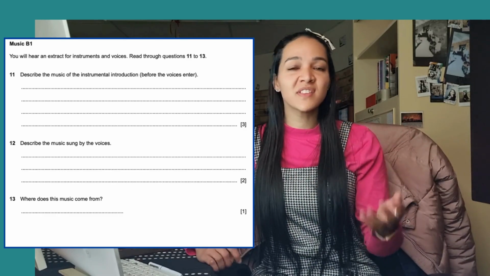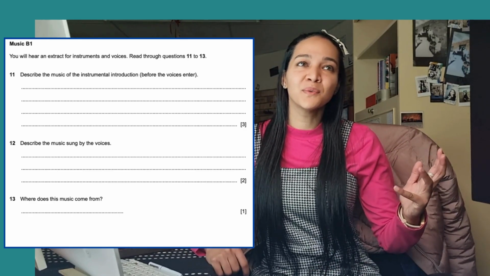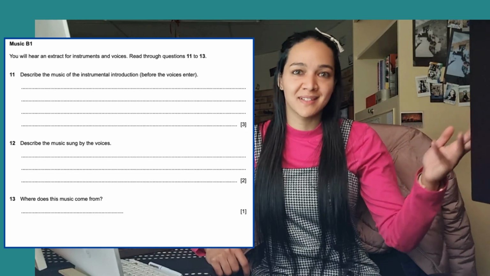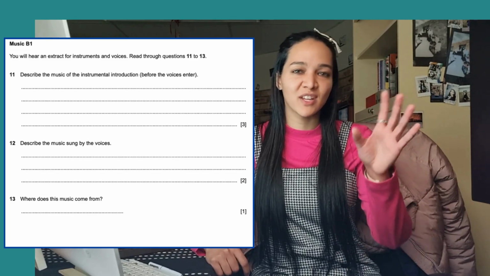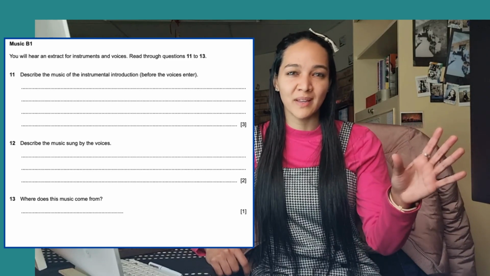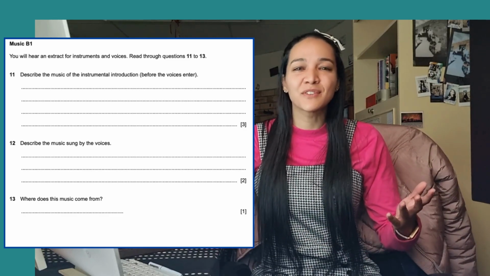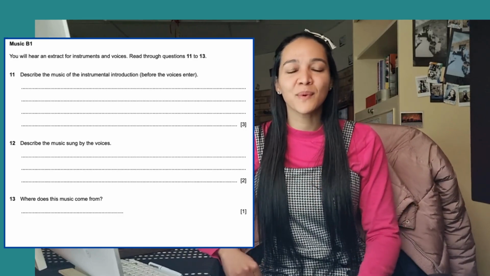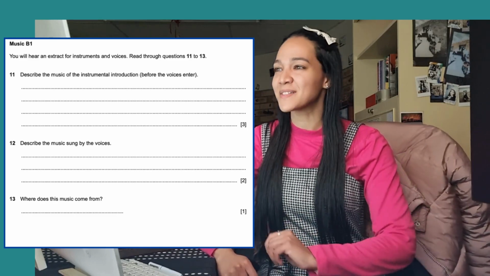Okay, so everything on CD1 will have 4 playings. Everything on CD2 you will only hear twice. So your set work, the extract from your chosen set work, you will only hear twice. Okay, each extract. There will be 2 extracts from your chosen set work and you will hear each twice. But everything in CD1 you will hear 4 times, and obviously B1 is no different. 4 times, but we're only doing it twice today because there's no reason for us to listen to it more than that. Okay, so let's answer.